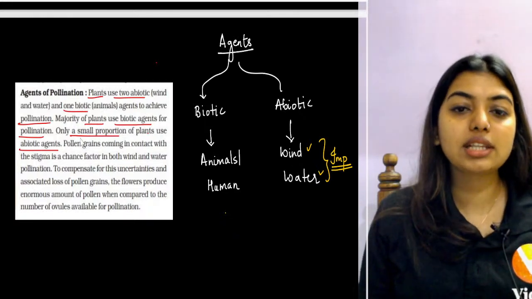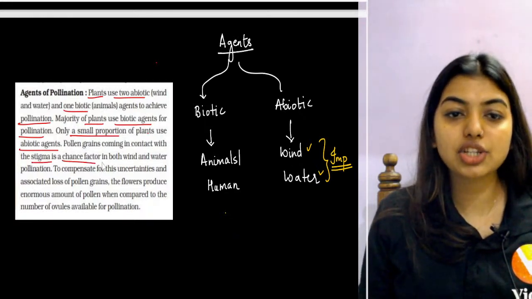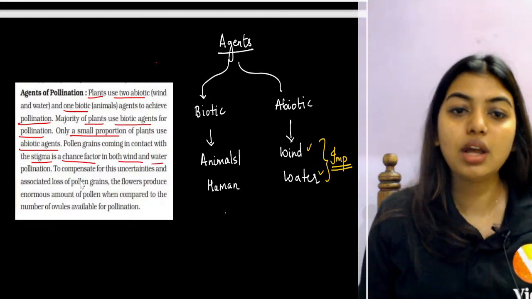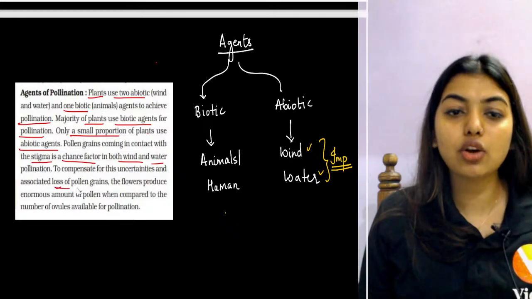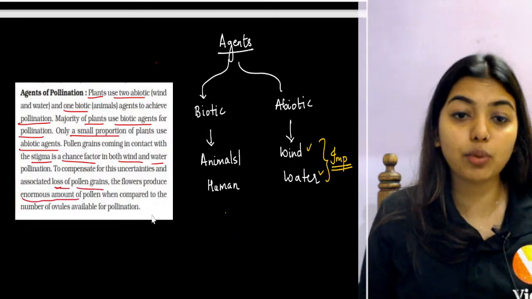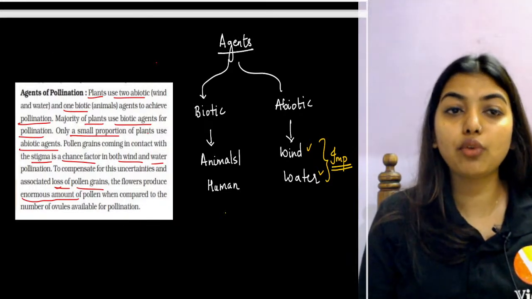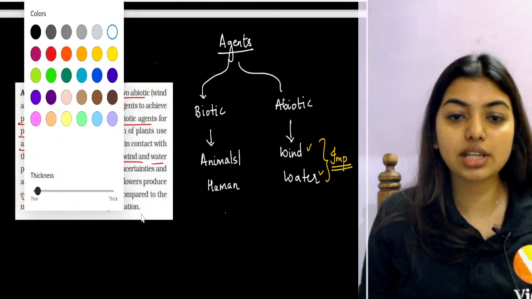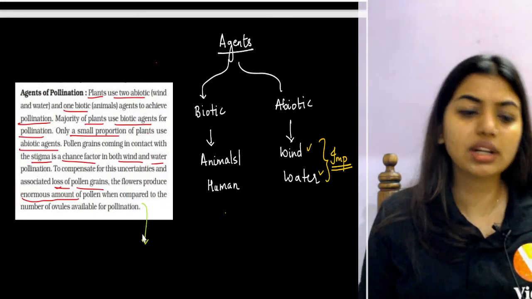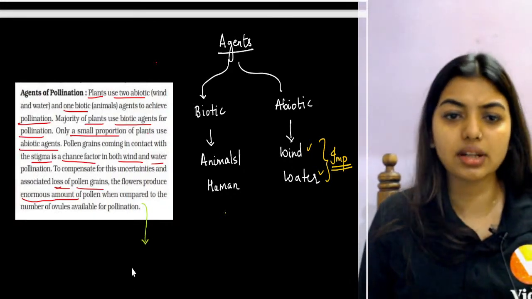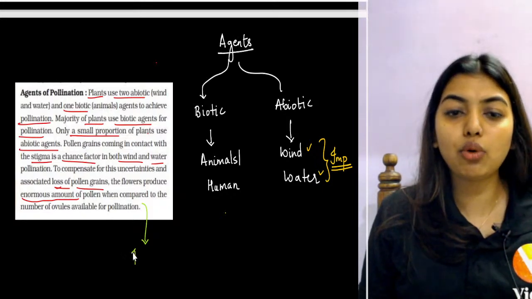Now pollen grains coming in contact with the stigma is a chance factor in both wind and water pollination. To compensate for these uncertainties and the associated loss of pollen grains, the flowers produce an enormous amount of pollen compared to the number of ovules available. That is what they're trying to say, students. If wind and water are scattering the pollen, then we have to make it in more numbers.